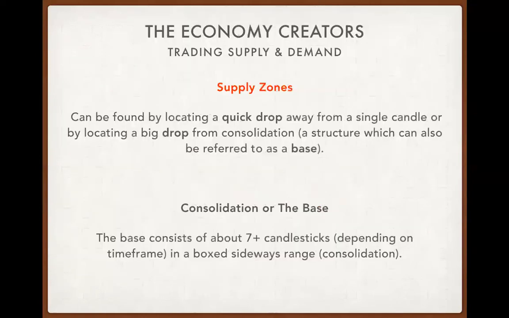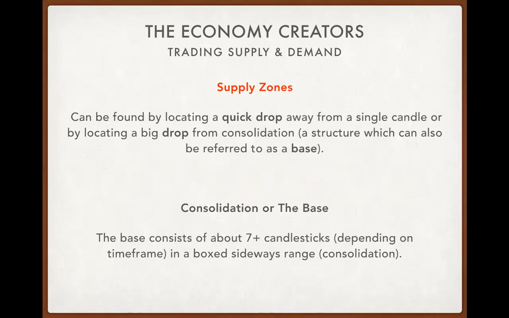All right, so supply zones. Supply zones simply can be found by locating a quick drop away from a single candle or by locating a big drop from consolidation, aka a base, which is simply a structure that consists of about 7 candlesticks, depending on the time frame you're looking at, in a box sideways range, typically known as consolidation. So again, you find a supply zone by looking for a quick drop from a single candle, or you look by locating a big drop from a consolidation or a base. And that's how you will find a supply zone.